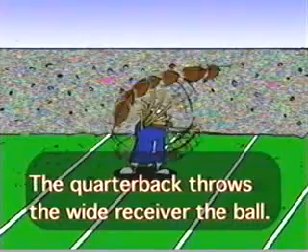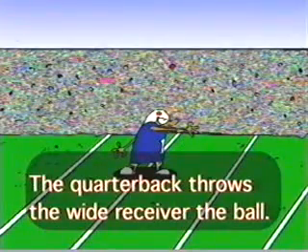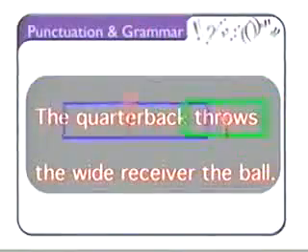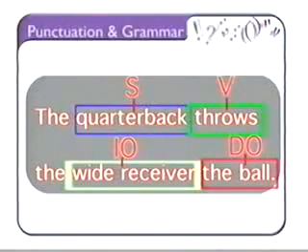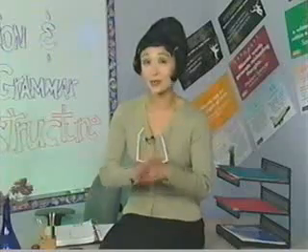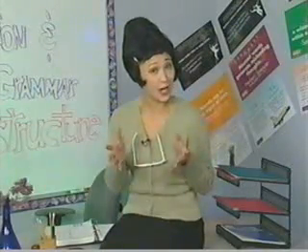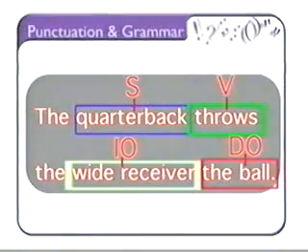The quarterback throws the wide receiver the ball. The wide receiver is the indirect object, and the ball is the direct object. The direct object directly receives the action, while the indirect object receives the direct object. Are you thoroughly confused? Look at this diagram. The direct object, the ball, directly receives the action, and the indirect object, or the wide receiver, receives the direct object.